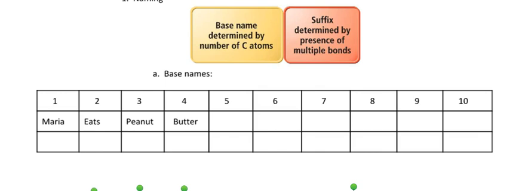Now, my high school chemistry teacher taught me "Maria eats peanut butter." So what the heck does that mean? Maria stands for, so one way to remember that you have 1 carbon, Maria is meth. Eats is eth. Peanut is prop. Butter is but. Okay, not "butt," don't say that.